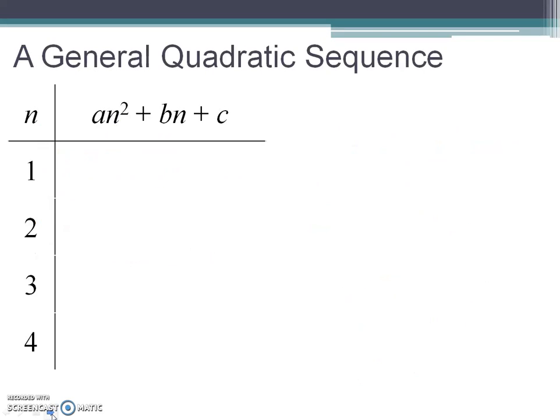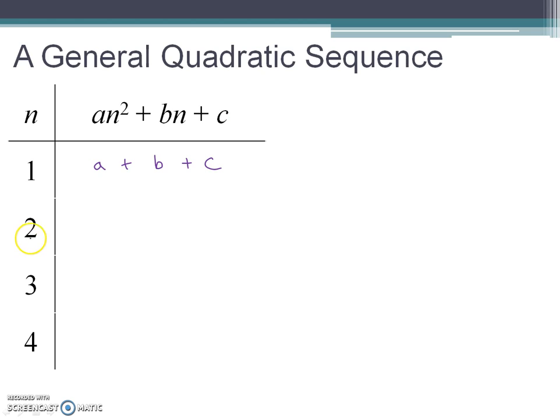Here's a general quadratic sequence. What I mean by that is I kept everything in terms of n and a and all that kind of stuff. I want to write out the first 4 terms of this sequence by plugging in 1 for n, then 2 for n, 3 for n, and 4 for n. So let's go for it. If I plug in 1 for n, a times 1 squared is just a. b times 1 is b. c is just c because there's no n.